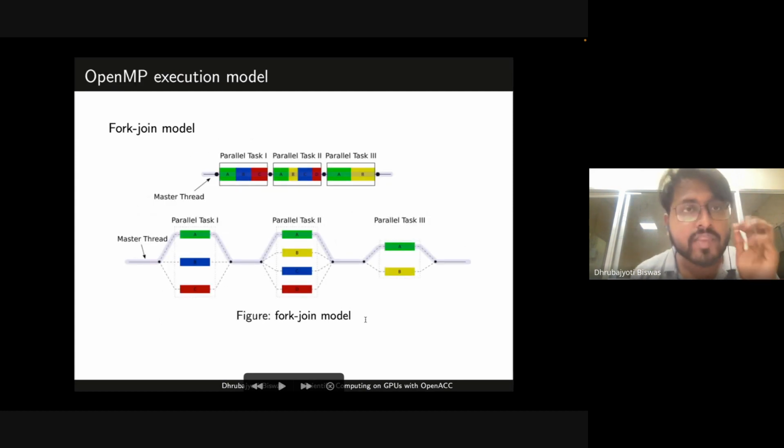All right, so this is the OpenMP execution model. It is called a fork-join model. What do I mean by that? This is very important to see because OpenACC will also follow a very similar thing. If you remember the example I gave yesterday regarding parallelization, there was parallel task 1, parallel task 2, and parallel task 3. In my example, I had just used color boxes. Here they have given A, B, C, D, and so on.